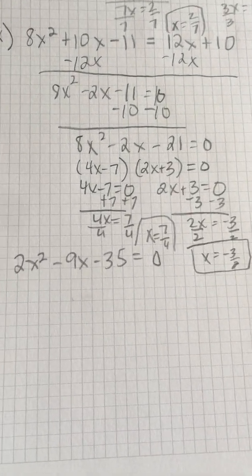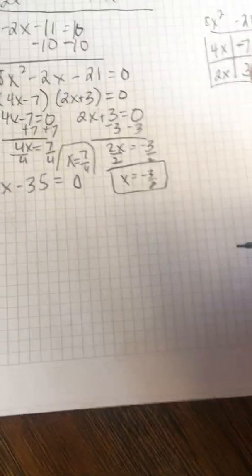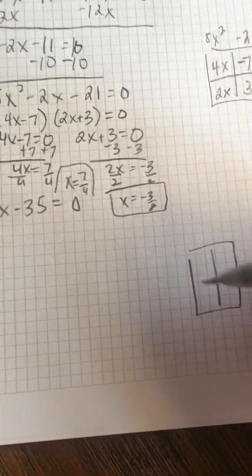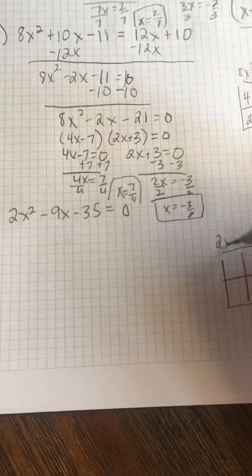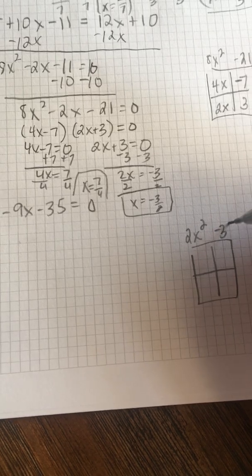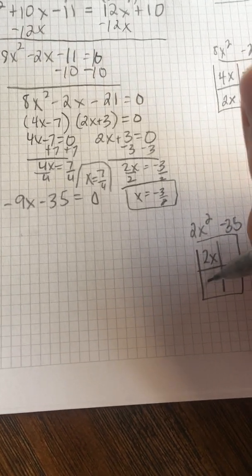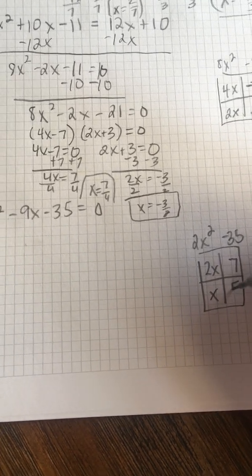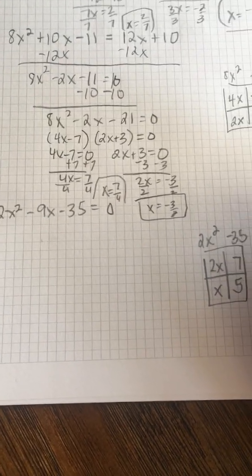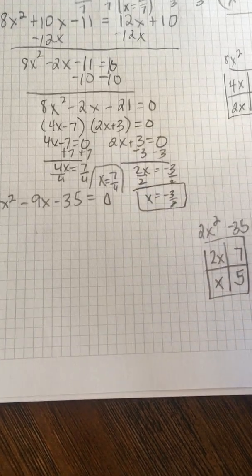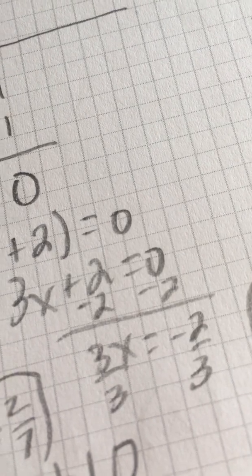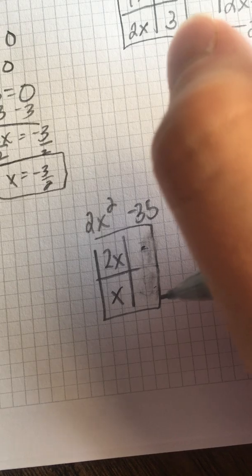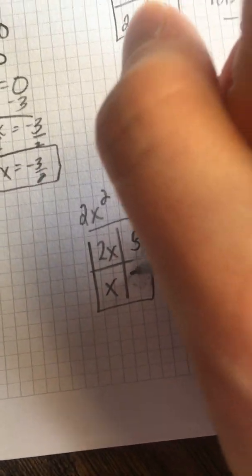Third example. The nice part about this one, quadratic, linear, constant, equal to 0. No need to move anything. We go right to our box. Equations equal to 0 makes our life a lot easier. 2x squared, negative 35. I'm going to use 2x and x. I'm going to use 7 and 5. I don't think that's going to work. So I'm going to change those.